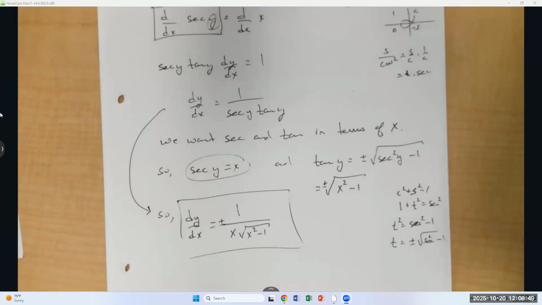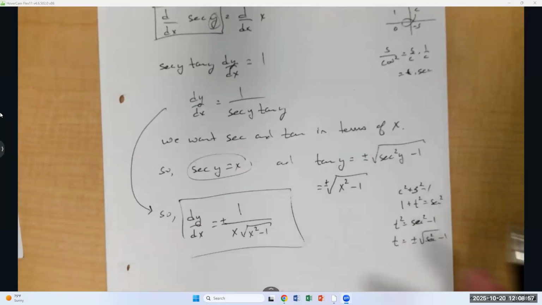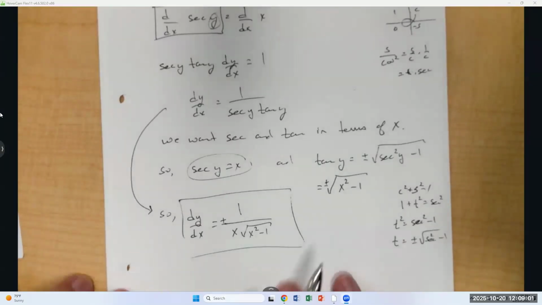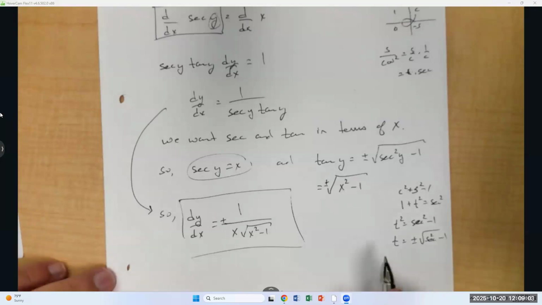Can the value ever equal negative? Yeah, if x is negative, the whole thing's negative. If x is positive, the whole thing's positive. So yeah, it can be positive or negative.